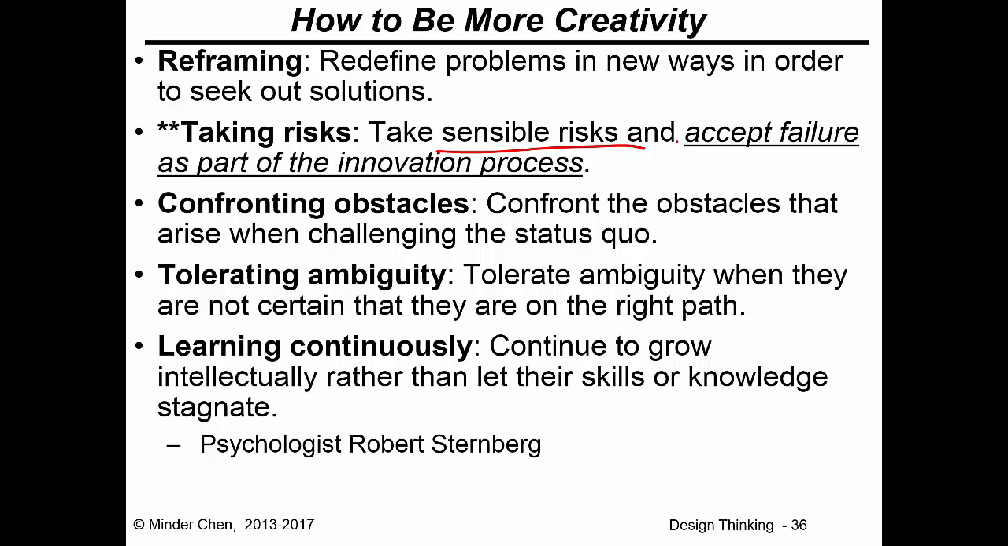We will confront obstacles head on and be willing to challenge the status quo. We're willing to tolerate ambiguity, because under high uncertainty as a startup initiative, there's a lot of ambiguity. So we need to be able to tolerate ambiguity when we're not certain whether we are on the right path. And through exploration, eventually we would find the right path towards success.